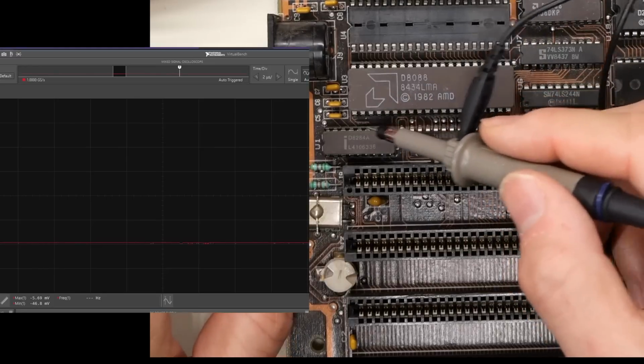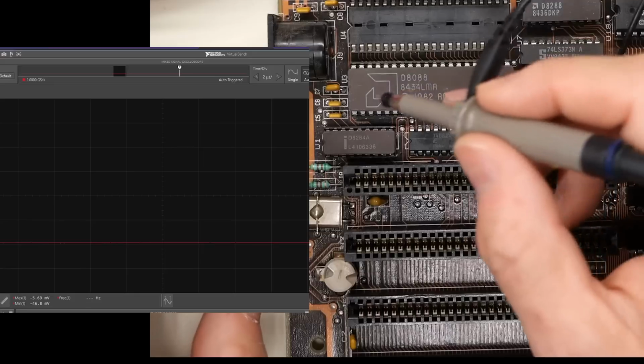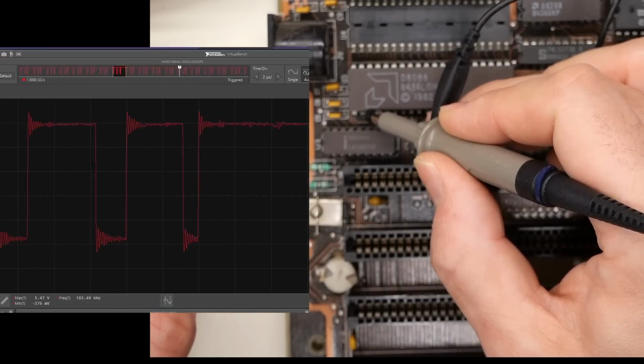6502 has discrete pins for address and data. So it takes advantage of every clock cycle to send address signals and data bus signals out, or in, of course, both directions. So I'm expecting when I probe the address lines on here, the ones that aren't multiplexed, we should just see a nice clear square wave signal. And here we are on address line 14, and it all looks great.